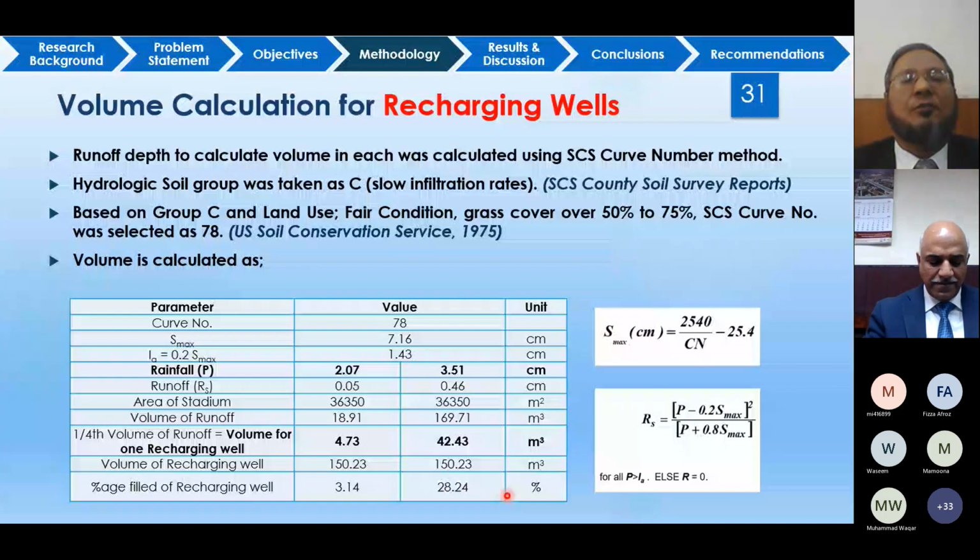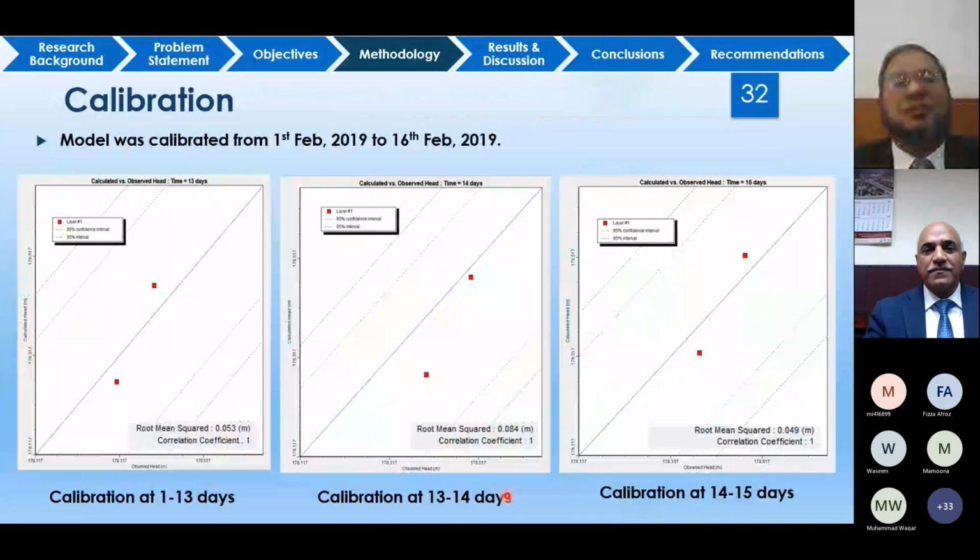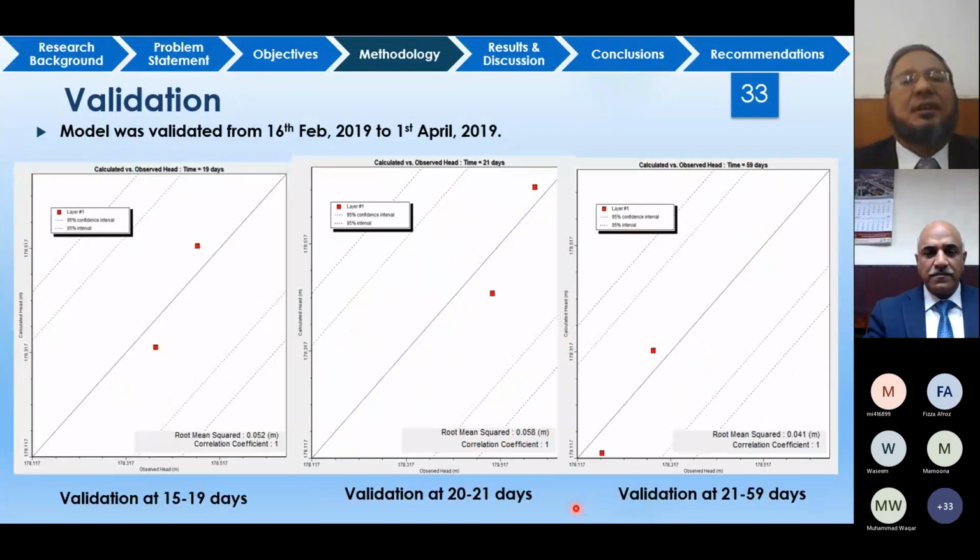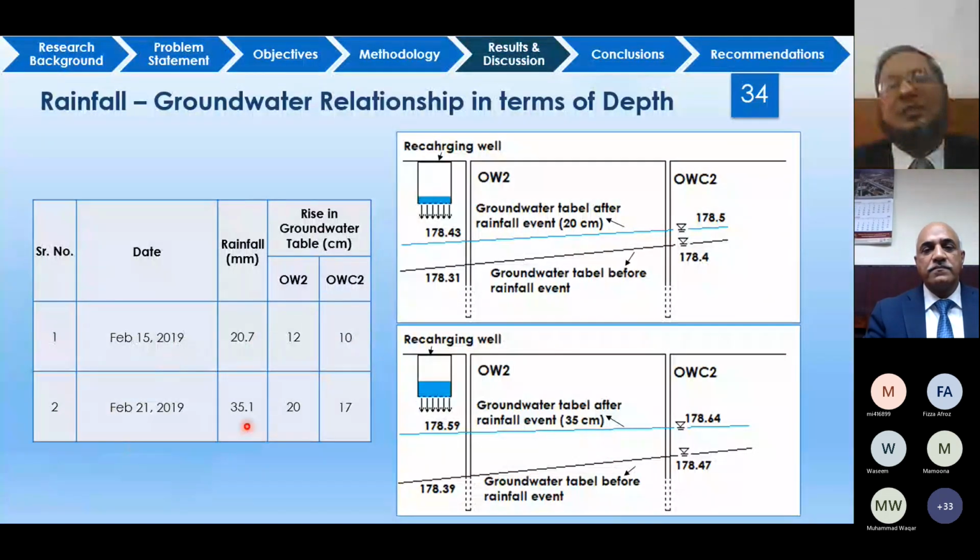All right. And these are the results for model calibration with recharging wells, and they are quite good results. And these are the results for model validation, which are within the permissible range. And this is just a comparison for these 2 rainfall events, and how much the water table was risen close to the recharging well.